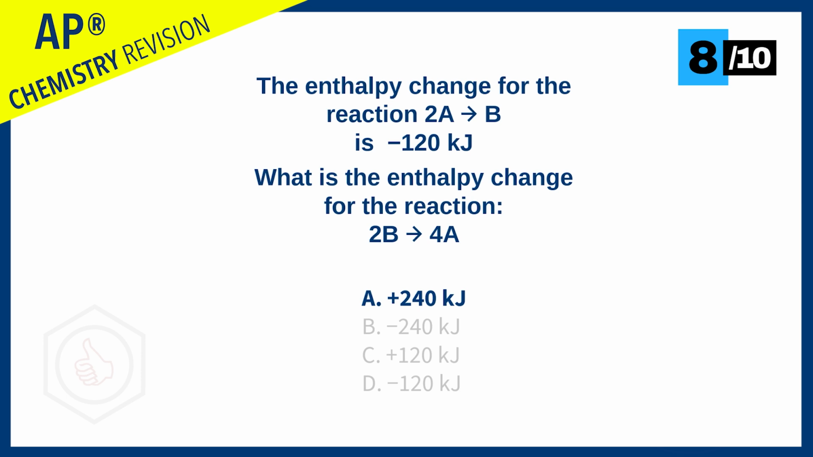Because if 2A going to form B is minus 120 kilojoules, then the reverse direction of B going to form 2A would be positive 120 kilojoules. And in the reaction given, it is 2B going to form 4A, so that is 2 times the moles in the first reaction. So 2 times positive 120 gives positive 240.